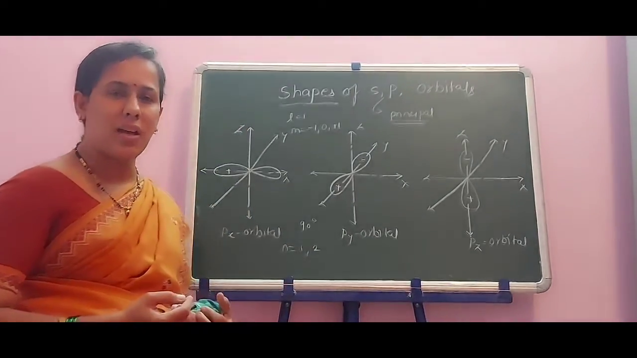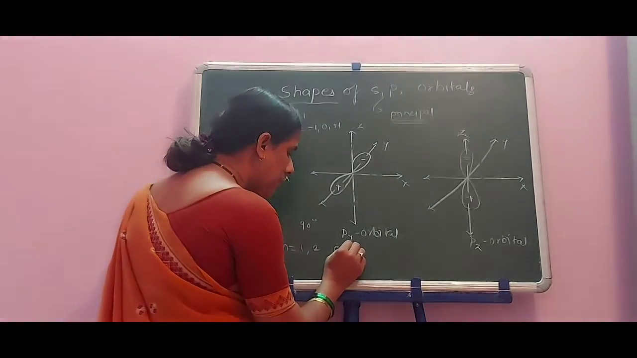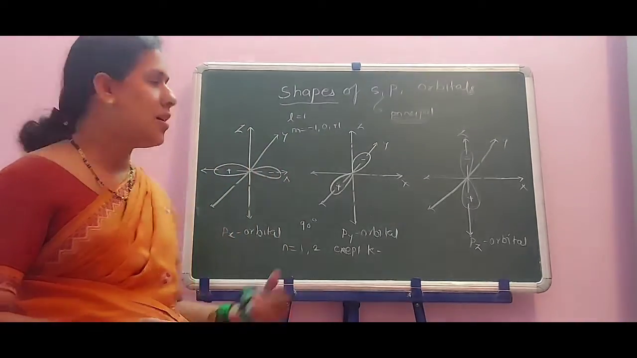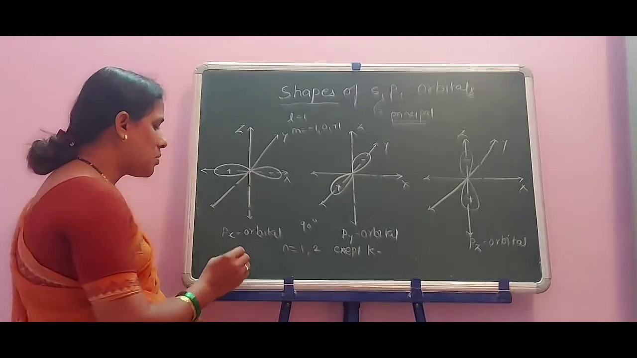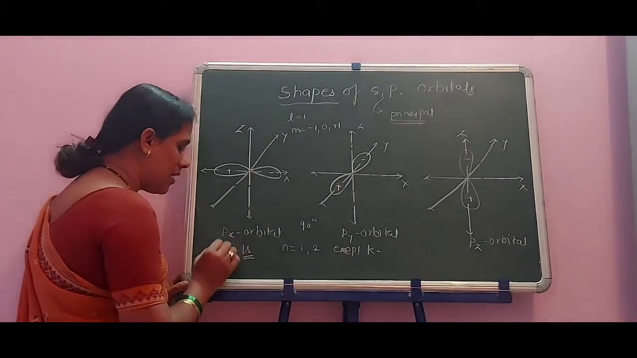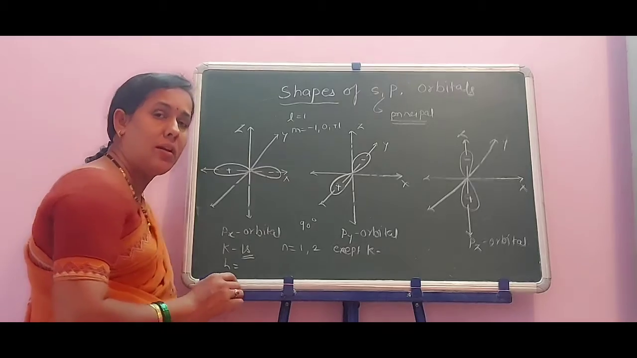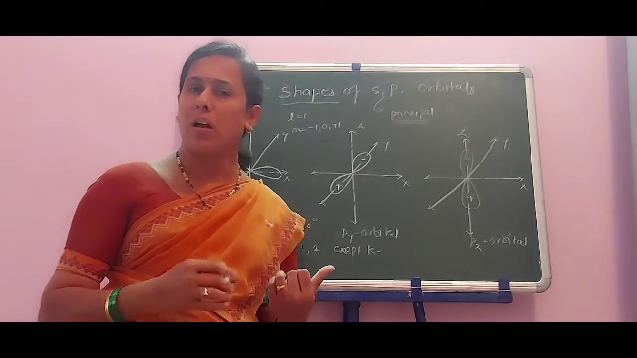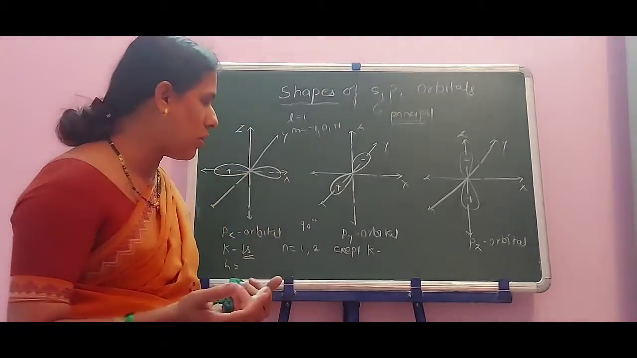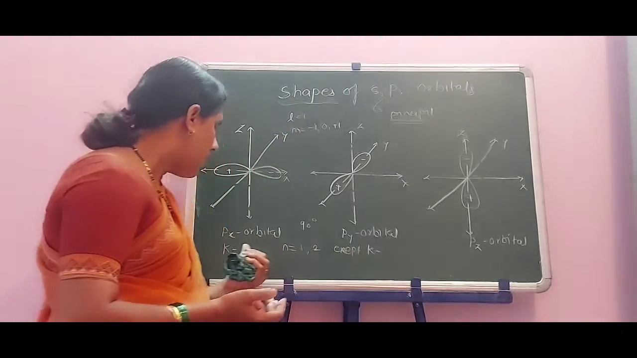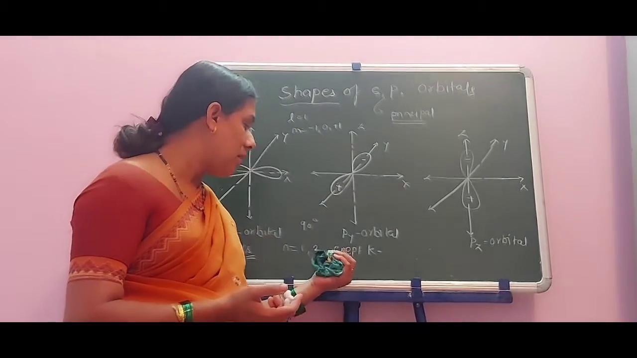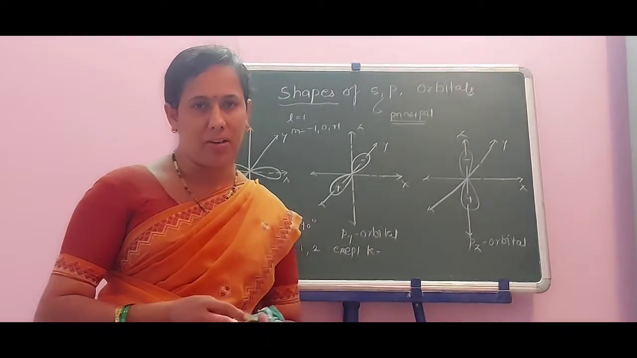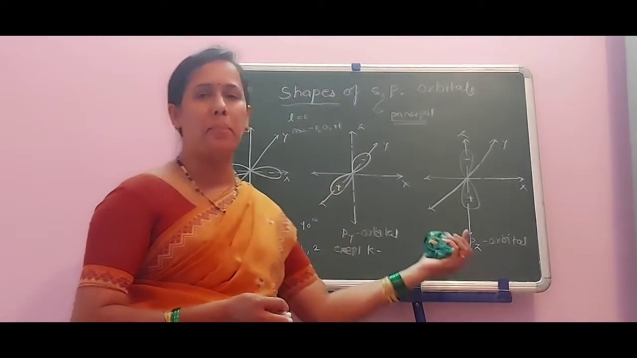Also, one more specification is that except for the K shell, all the shells possess p orbitals, because the L shell has only s orbital along with a p orbital. The M shell has d orbitals along with them, and so on. Therefore, after the K shell, all shells contain p orbitals. Thus, these are the shapes of the p orbitals.